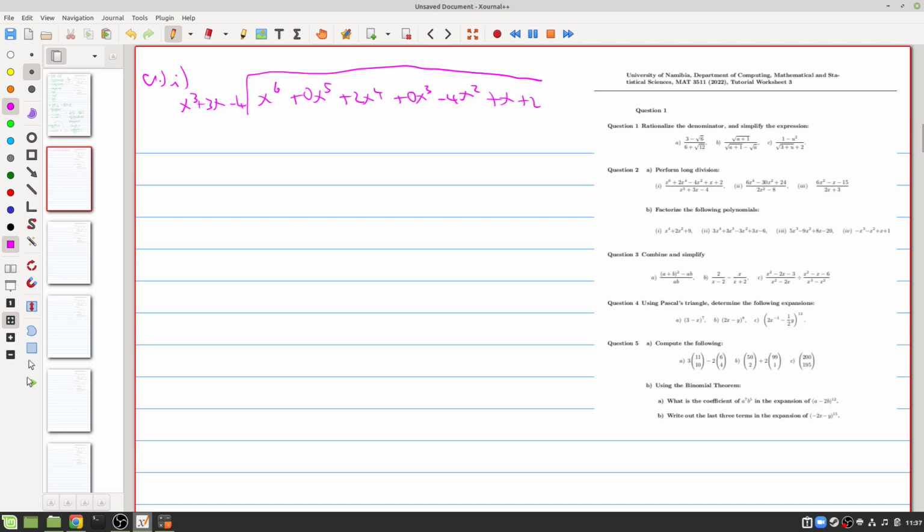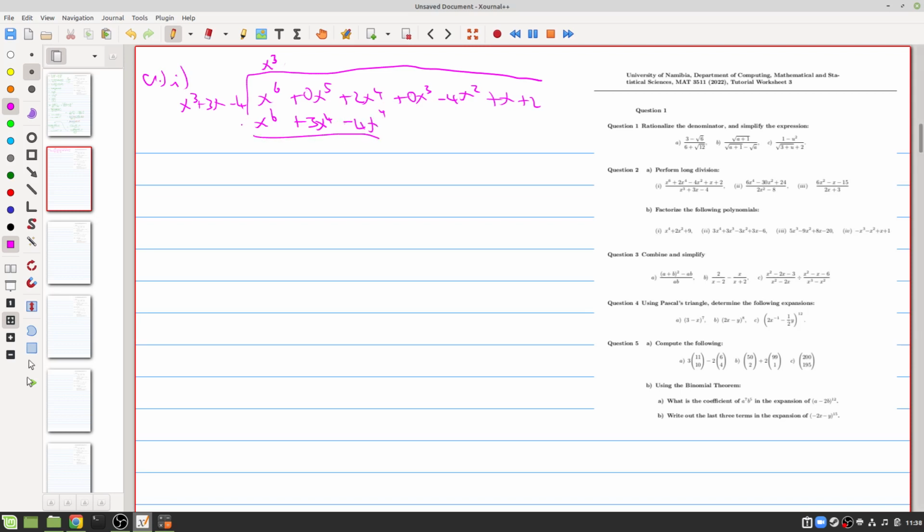Okay, so we start by taking this first value here, dividing it by this first value here. So x to the power 6 divided by x to the power 3 is x to the power 3. And then we take this x to the power 3, first part of our quotient, and multiply it by the whole of the divisor. So x to the power 3 times x to the power 3 is x to the power 6. Then x to the power 3 times 3x squared is going to be 3x to the power 4. Then x to the power 3 times negative 4 is minus 4x to the power 4.